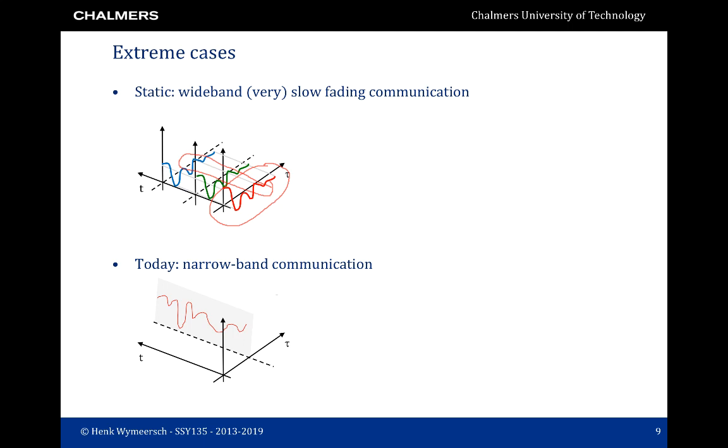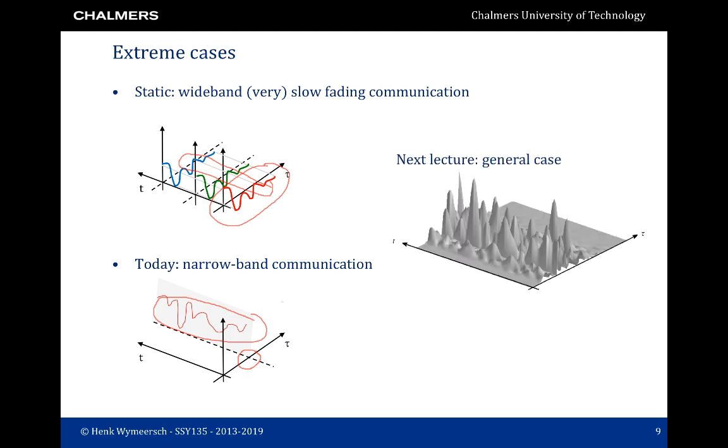On the other hand, we could communicate in such a way that we have narrowband communication, so all the paths are arriving from the point of view of the receiver at the same time, but there are variations across the time domain. This is narrowband communication. In the next lecture, we will see the more general case where the channel can vary in delay and time.